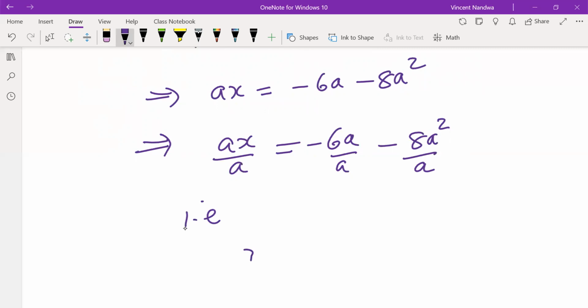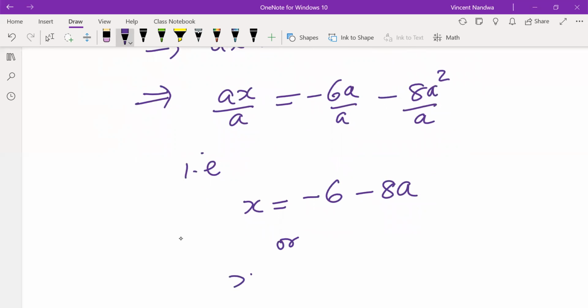So i.e. x equals to, this will be minus 6, this will be minus 8a, or can be written as x equals to, common is minus 3, so minus 3 into, say, minus 2, because 2 can divide 6 and 8 at the same time. So say minus 2 into 4a plus 3. So this will be the value for x.